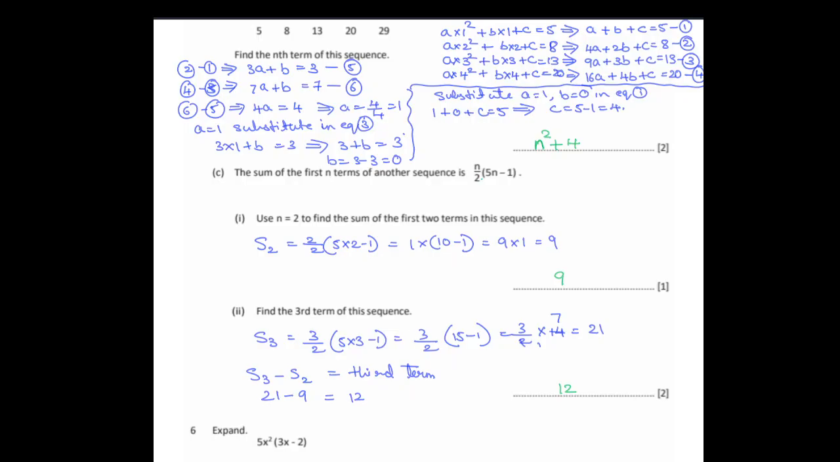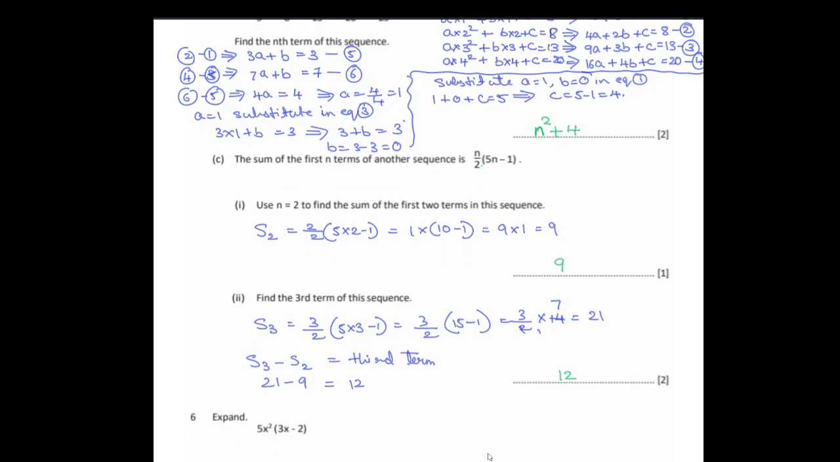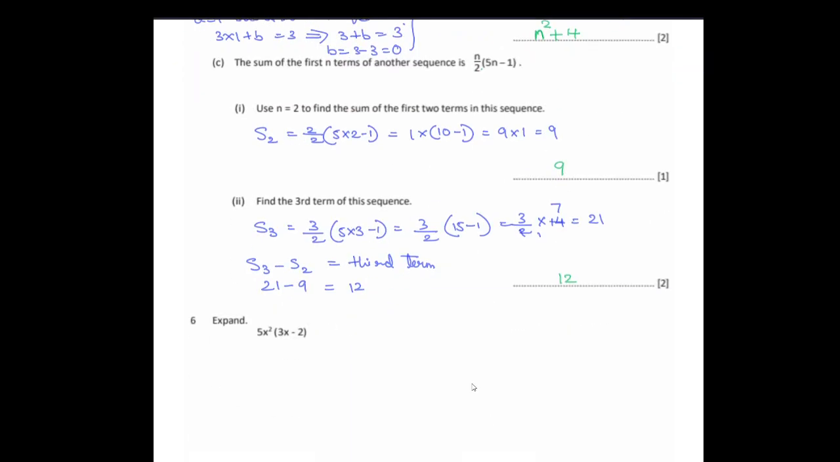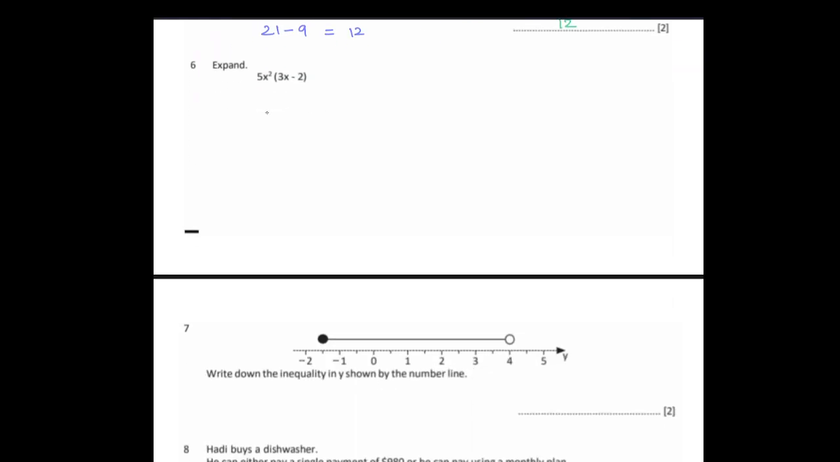Question number 6 now. Question 6. Expand 5x square into 3x minus 2. So here we have to multiply 5x square with 3x and minus 5x square with 2. Because this minus is here, I have taken. So if I won't take the minus here, I can put it here plus and take minus here. I can take for 2 as minus. So overall you will get there minus sign.